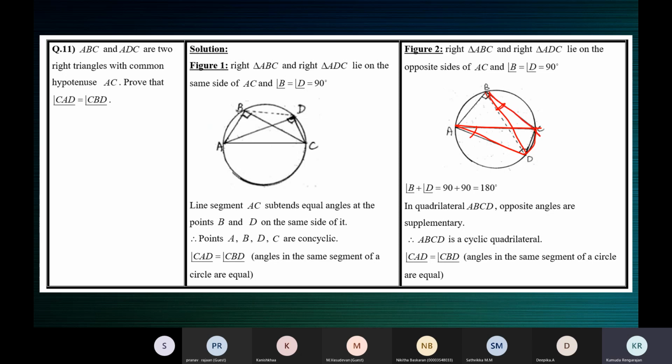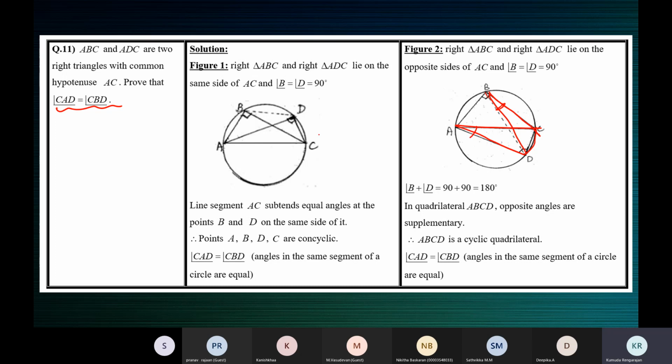Angles in the same segment of a circle are equal. CAD is equal to CBD because they're made by the same arc CD at the points A and B on the circumference. So they're equal. That's what we had to prove. Prove that CAD is equal to CBD.